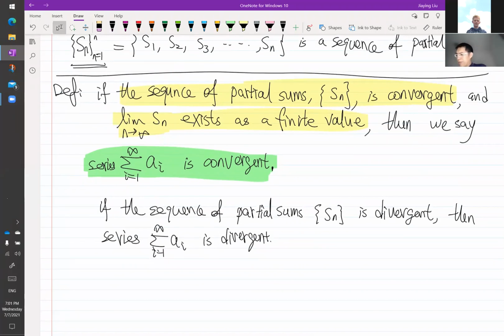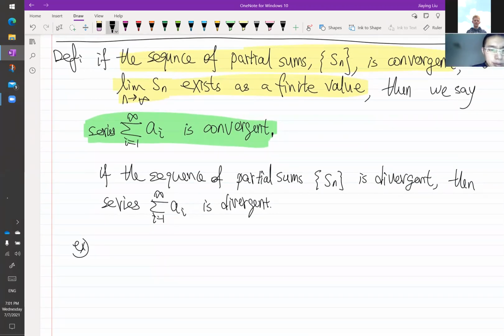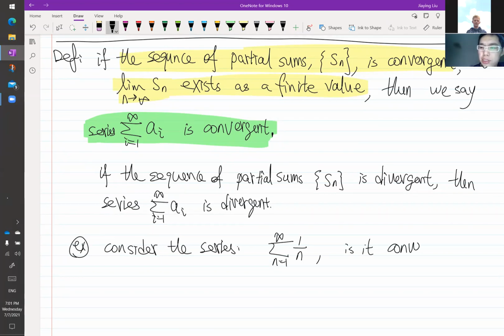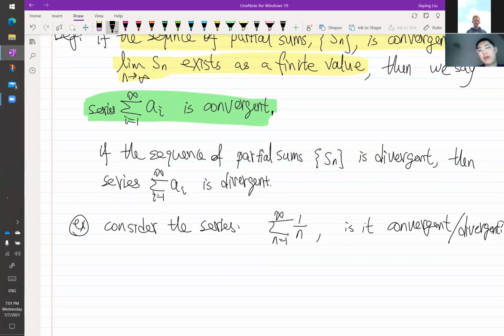I'm going to use an example here quickly to hopefully help understanding. For example, consider the series summation 1 over n going from 1 to infinity. So this is a series. Is it convergent or divergent? I actually wrote it earlier. If you're not sure what it is, let's just expand it. I'm using n here. It doesn't matter. You could call it k.